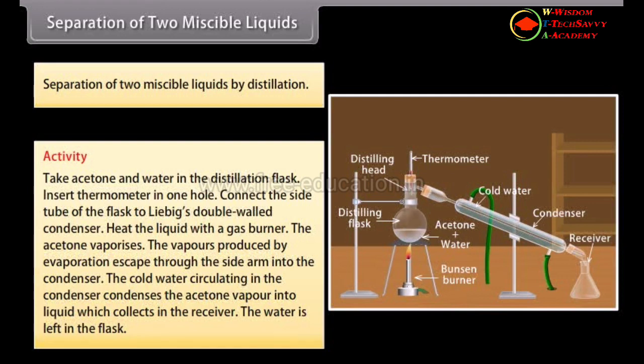Now heat the liquid with a gas burner. The acetone vaporizes. The vapors produced by evaporation escape through the side arm into the condenser. The cold water circulating in the condenser condenses the acetone vapor into liquid which collects in the receiver. The water is left in the flask.